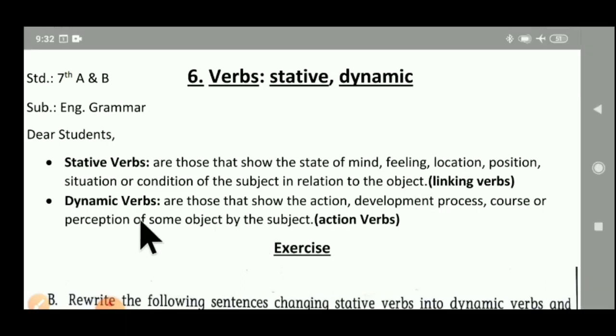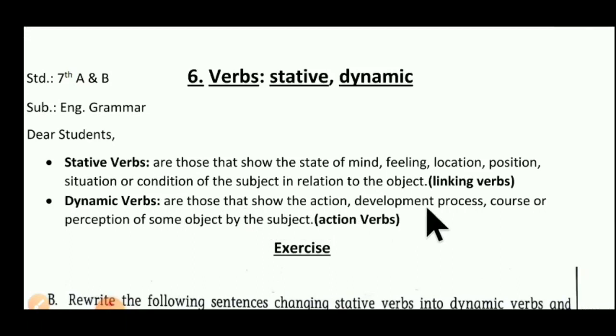Now dynamic verbs. Dynamic verbs are those that show the action, development, process, course or perception of some object by the subject. That type of verb is known as an action verb. In that type of verb we see the subject's action. It's known as a dynamic verb. Okay? Can you understand, students? Action verb and linking verb, or dynamic and static verb. Now based on that we have to do exercise B.